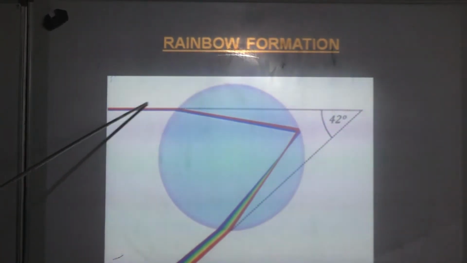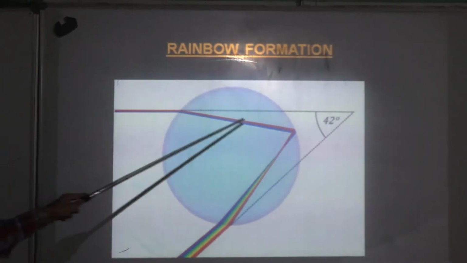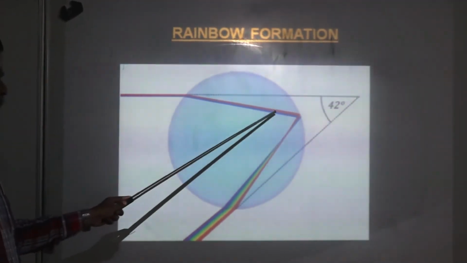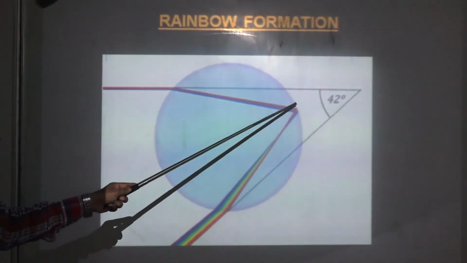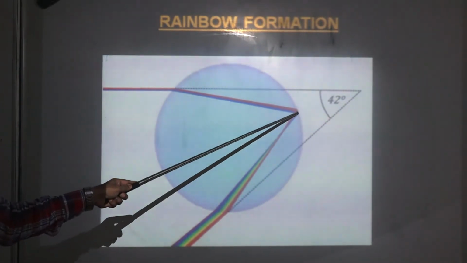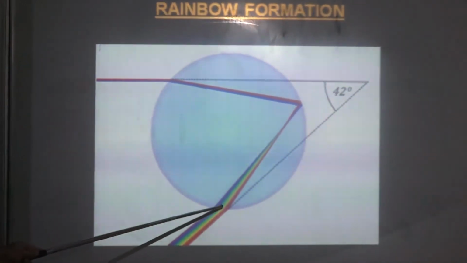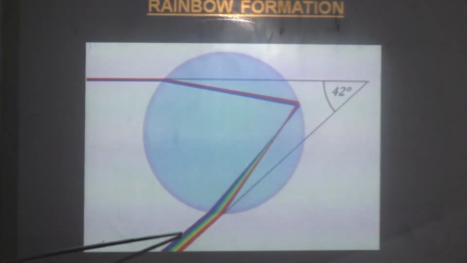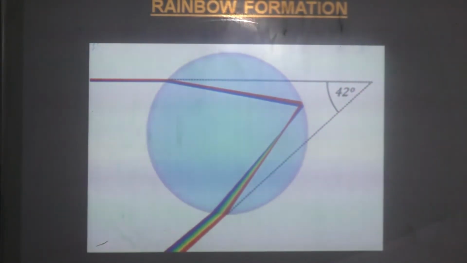When white light enters the raindrop, it undergoes dispersion. At one end of the raindrop, it undergoes dispersion and splits into 7 colors. And at the other end, it undergoes total internal reflection. And at this end, again, dispersion takes place. And the 7 colors we observe through our naked eye.